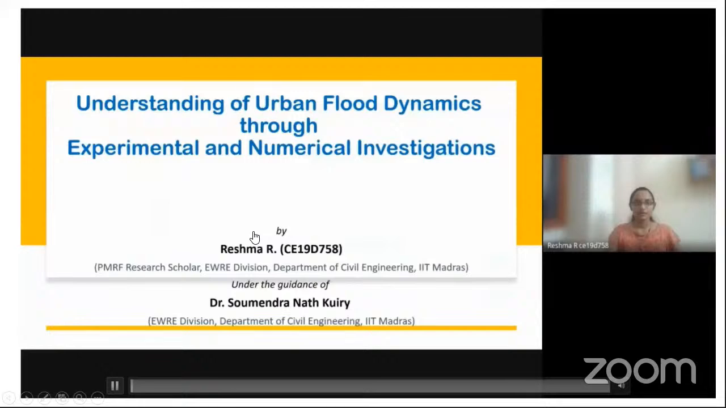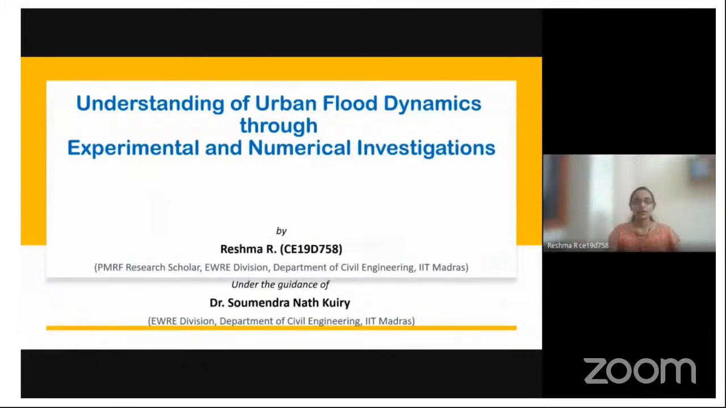I am Reshma R., PMRF Research Scholar, working under the guidance of Dr. Somendranath Curie in the Environmental and Water Resource Engineering Division of the Department of Civil Engineering at IIT Madras. Today, I am here to brief my research on the topic Understanding of Urban Flood Dynamics through Experimental and Numerical Investigations.